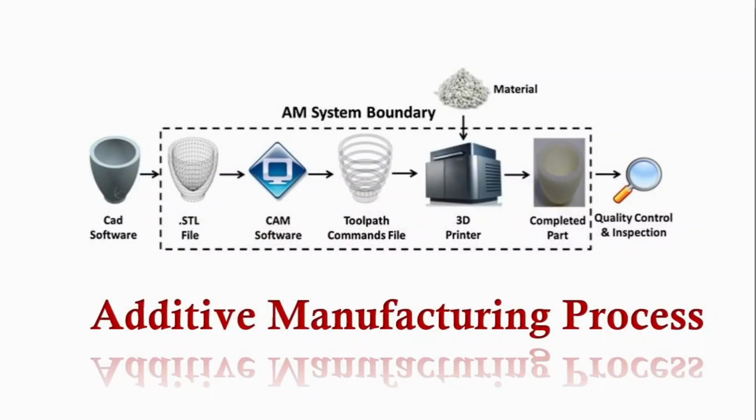Here you can see the complete additive manufacturing process. The first step is CAD software. As I said earlier, you have to create the 3D CAD model in the CAD software. In the next step, you have to convert the file into an STL file. Then the next step is the CAM software and toolpath commands file. Then in the next step, you bring that file to the 3D printer, and the final action is completed in the last step, that is post processing. We are going to see these steps one by one now.